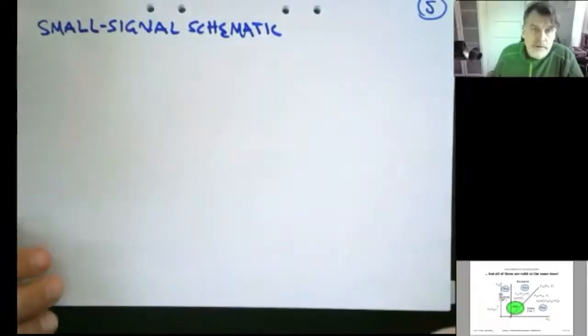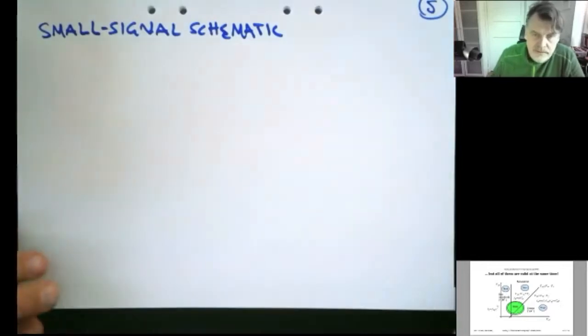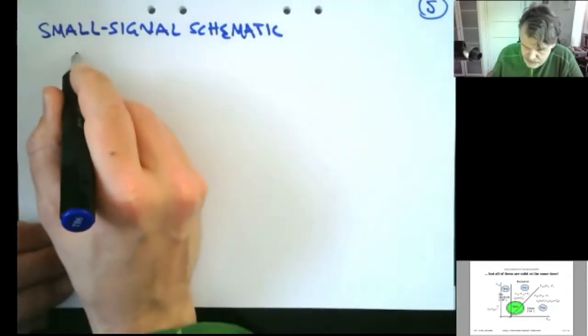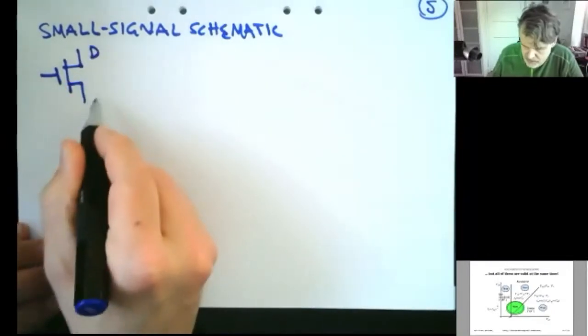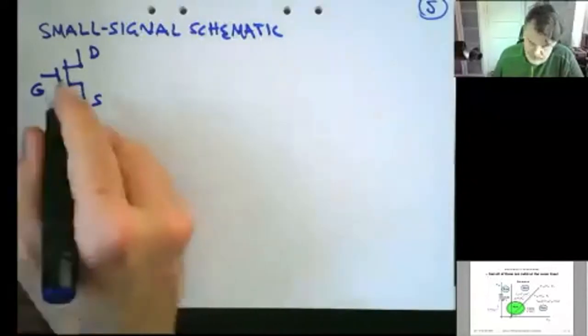Let's derive some important parameters for our purpose. Once again, this is repetition for a few of you. So, the small signal schematic: what do I do? I take a look at my transistor like this: drain, source, gate. And then I acknowledge that this is nonlinear.